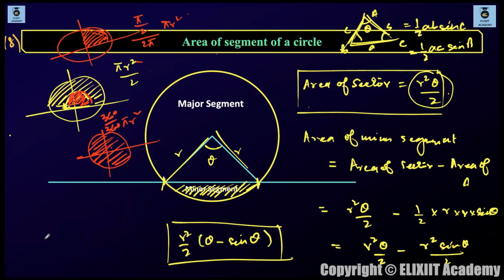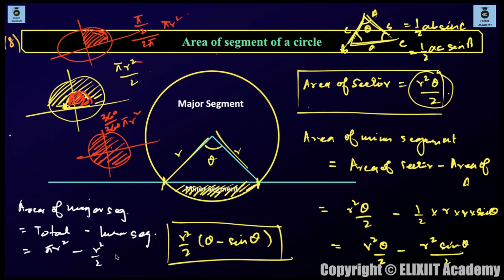Area of the circle minus the area of the minor segment. Bas. Area of the total circle. So for area of major segment, you can write down, what will you do? Total area minus minor segment. Total circle means pi r square minus r square divided by 2 into theta minus sin theta.